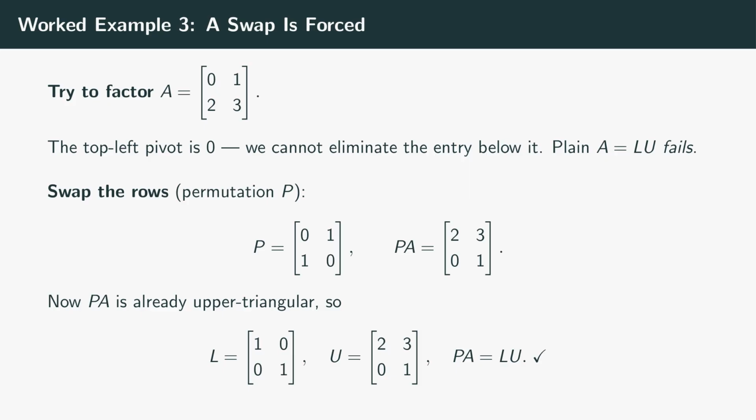The remedy is a row swap, encoded by a permutation matrix P that exchanges the two rows. After multiplying, P times A has first row 2, 3, and second row 0, 1. But look, that matrix is already upper triangular. So no elimination is even needed. The lower factor L is just the identity. The upper factor U is P times A itself, and P times A equals L times U holds exactly. This tiny example shows the whole point of pivoting. A matrix that has no plain factorization gains a perfectly good one the moment we are allowed to reorder its rows.